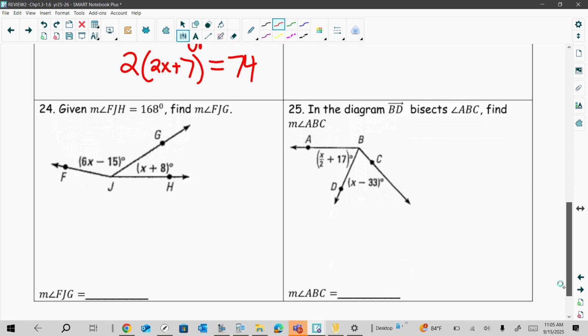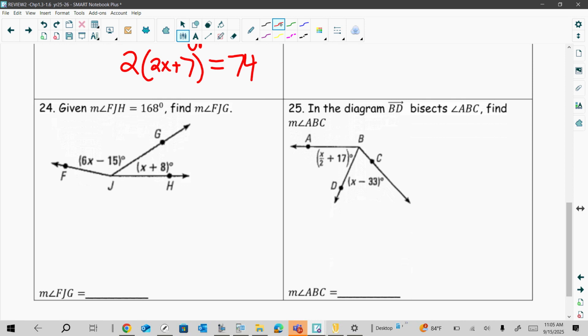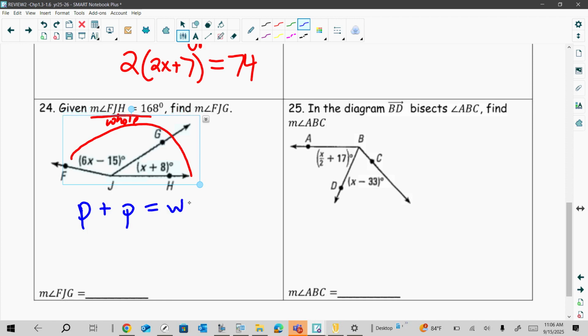Now, I'm going to just talk about the setup for 24. This represents the whole angle, F to J to H, that's the whole. So again, we should be doing part plus part equals whole. A lot of you have questions on 25, so I want to address that. I think most of you are seeing it bisect, so that means these two are equal.